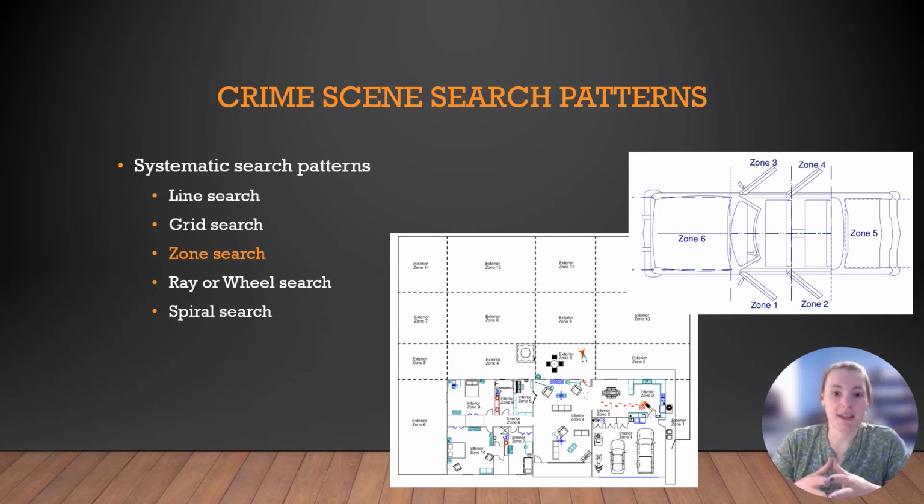Zone searches are really helpful with large outdoor scenes and buried remains as well, because they can help ensure that every part of the scene is checked thoroughly. Zone searches are also really useful for vehicle searches, and you can see an example of a zoning diagram for a vehicle on this slide.